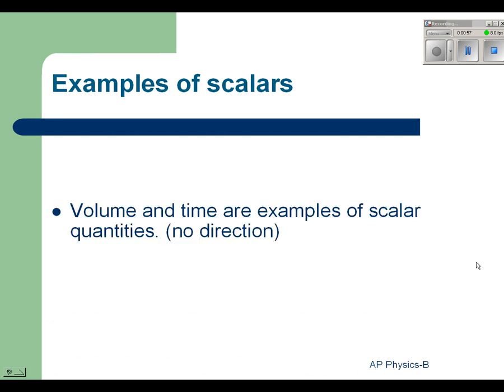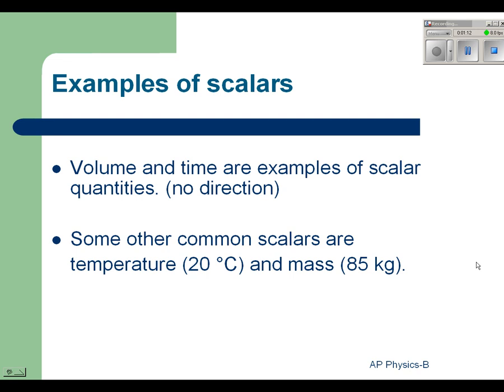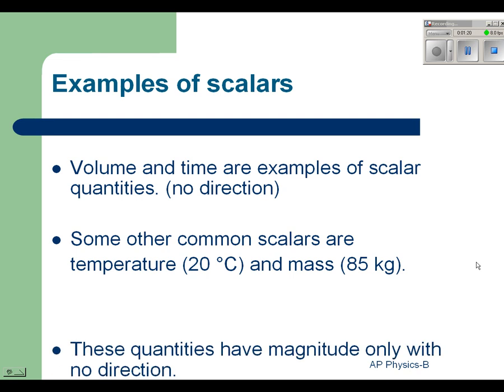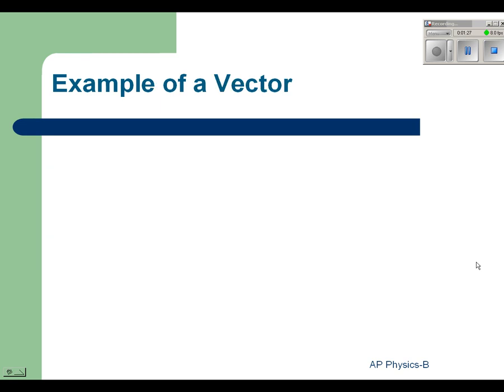So some examples of scalars would be volume and time. They do not have a direction. Now some people say, well, time moves forward, but in physics, that's not considered a direction. It's not a vector. It is a scalar. Some other common examples are temperature, 20 degrees Celsius, and mass, 85 kilograms. Neither one of these two have a direction. They have magnitude only, no direction. So that's what a scalar is.